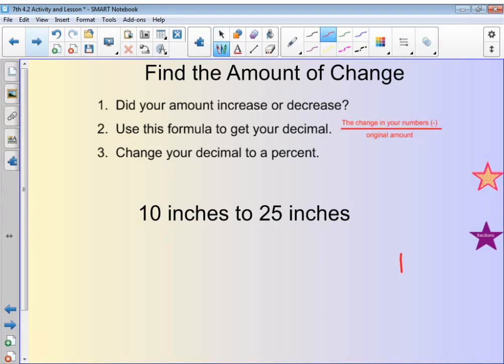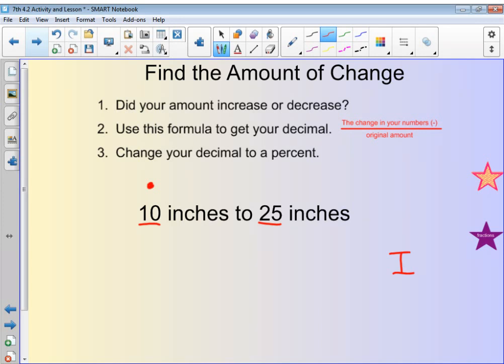So we have to identify whether it's an increase or a decrease, and we're going to do that just by comparing these numbers. This is always what you originally start with, that first number. In a story problem that may be changed, so you have to pay attention to the wording. So we just found out it was an increase. It went from 10 to 25.